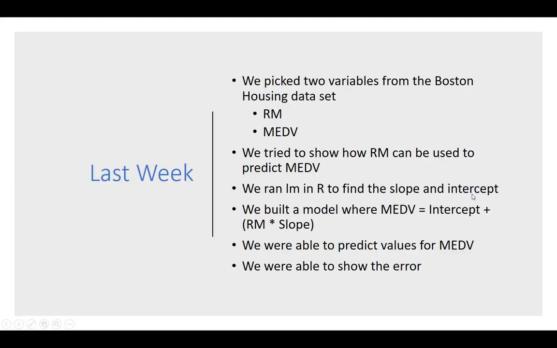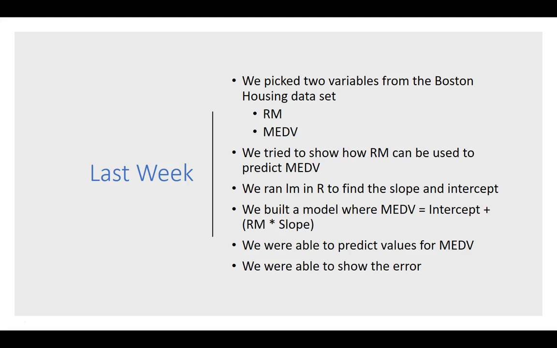So last week we picked 2 variables from the Boston housing set. The first one was average number of rooms, or RM, and then the other one was median value. We tried to show how the average number of rooms, or the RM variable, can be used to predict median value. So we ran a linear regression model in order to determine what the slope and intercept would be to complete our equation using the variables RM and medv.